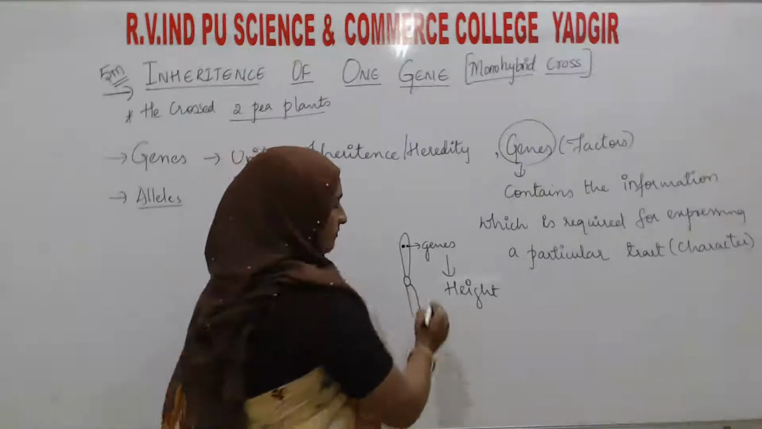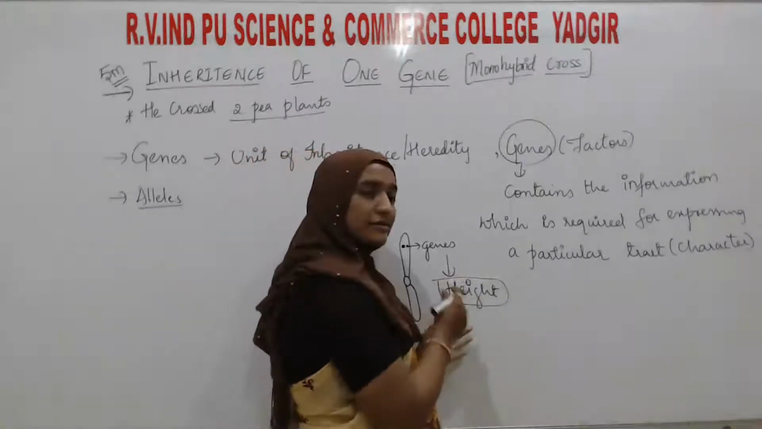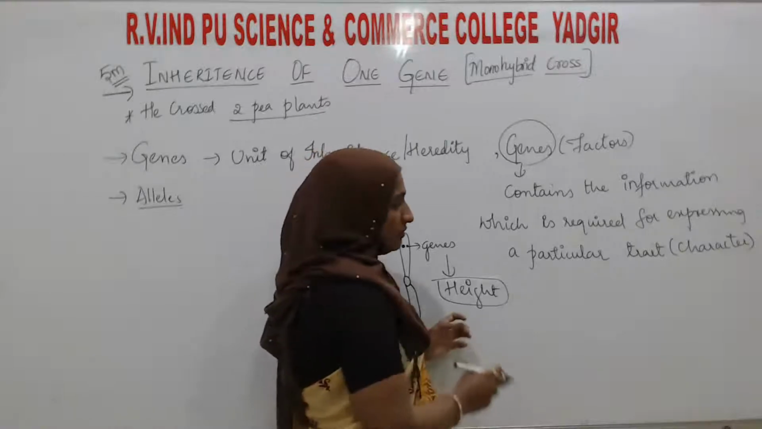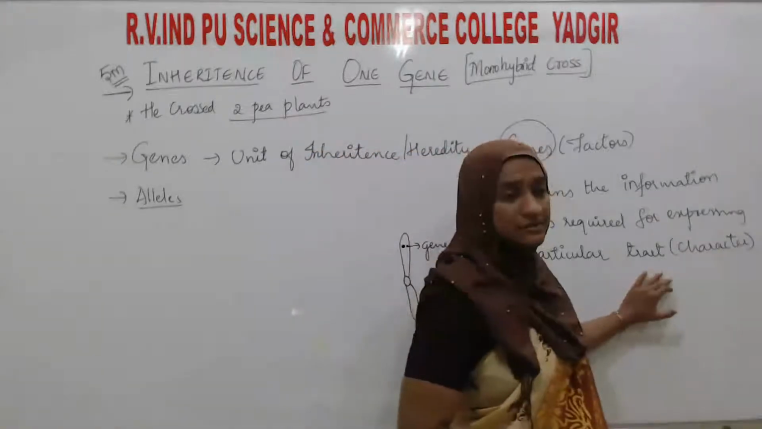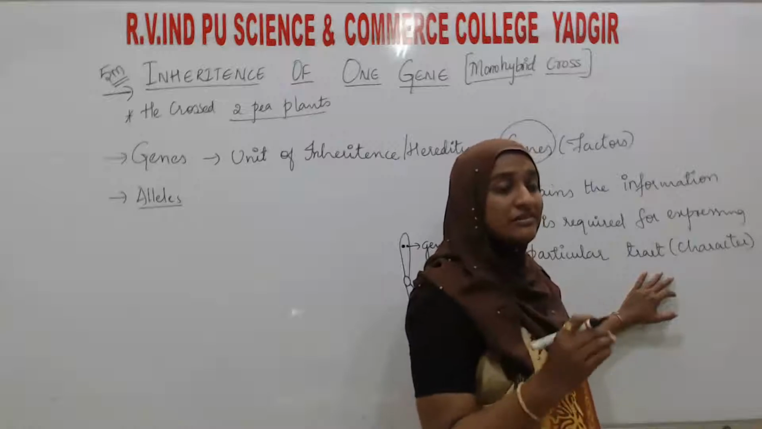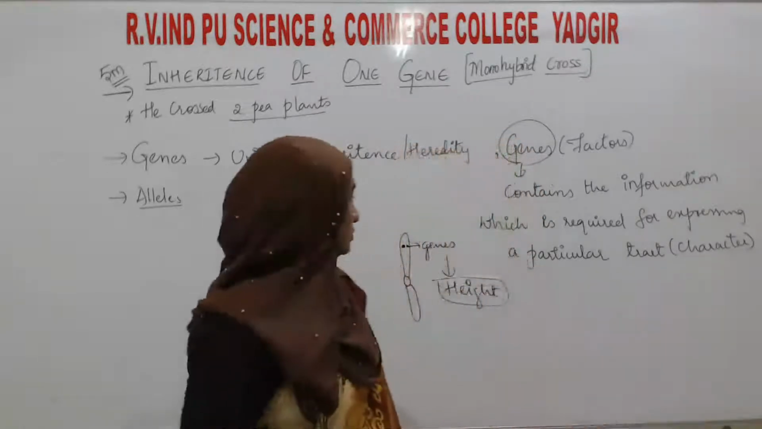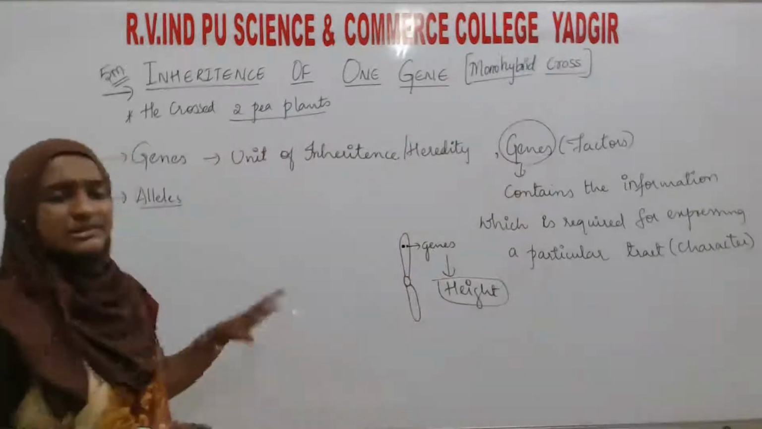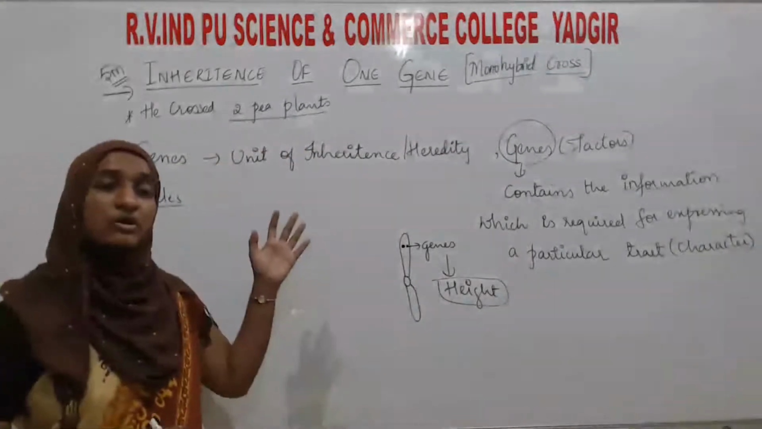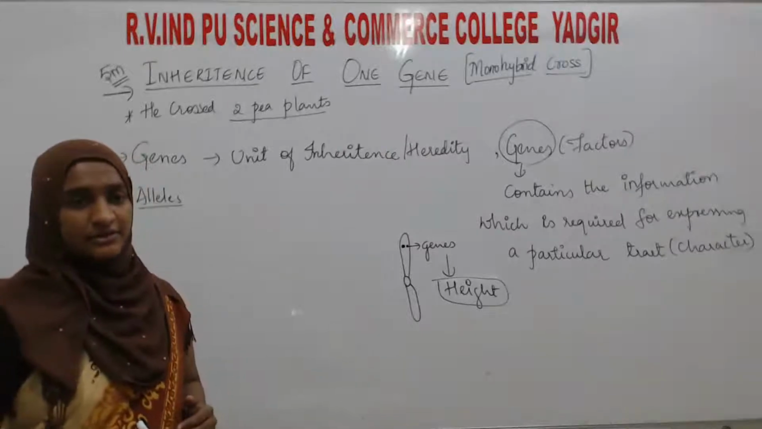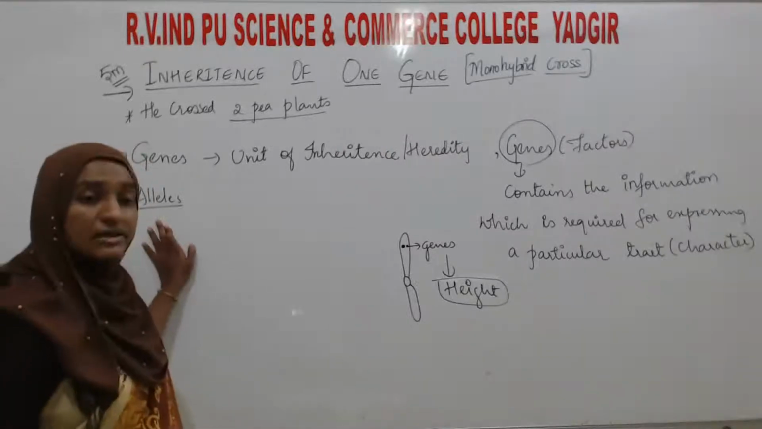So height here, what is height? It is one of the characters, which is also known as a trait. So who is going to express it here? That is the gene. So this is about the gene. Next, one more word. Terms are very important to understand all the concepts of inheritance. Next come the alleles.